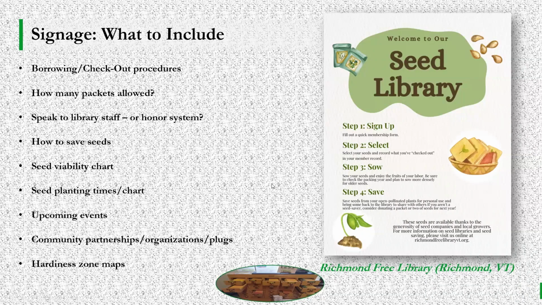This is just an example from Richmond Free Library. This kind of sums it all up in one page. Again, it can be very elegant, all in one. Step 1, sign up, fill out a quick membership form. Step 2, select your seeds and record what you've checked out in your member record. Sow your seeds and enjoy the fruits of your labor. Be sure to check the packing year and plan to sow more densely for older seeds. And then save seeds from your open pollinated plants for personal use and bring some back to the library to share with others. That's it, 1, 2, 3, 4. So this is an all-in-one right here.